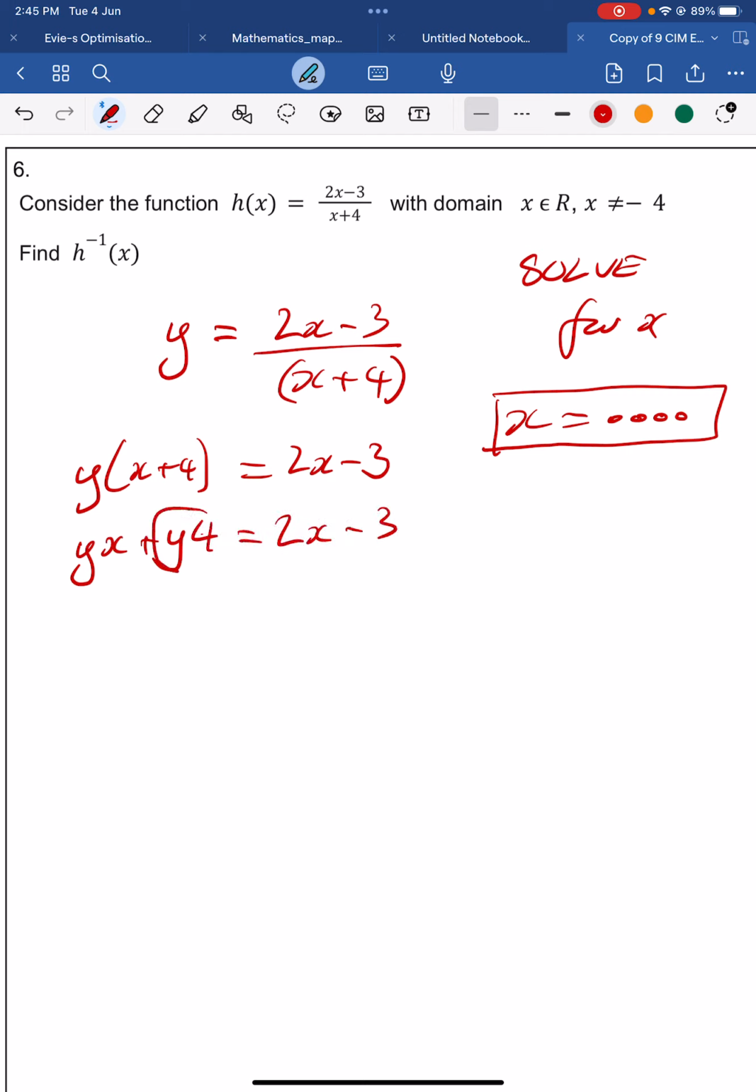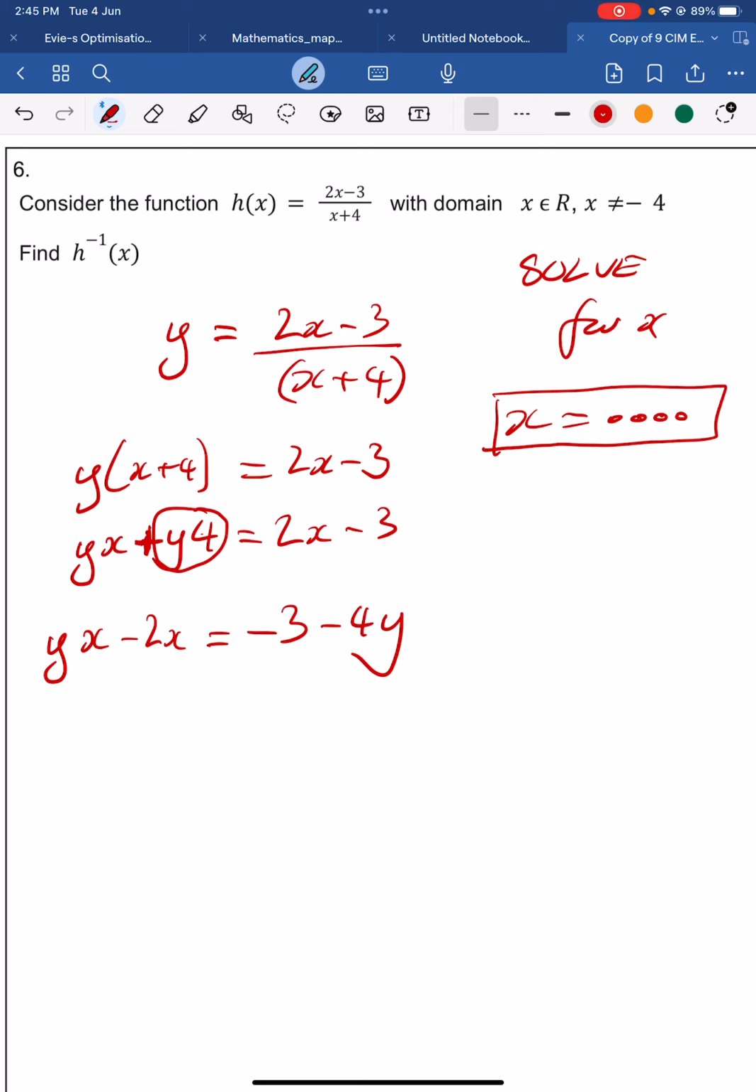Okay, so it's okay if you put y4 here. I mean, 4y is more mathematically correct, numbers followed by letters. But if you do it that way, it's okay. And then let's get the x's on the same side. I chose to put the x's on the left.